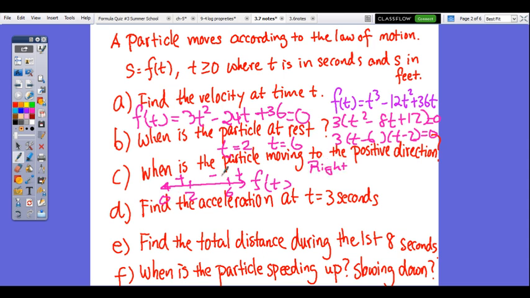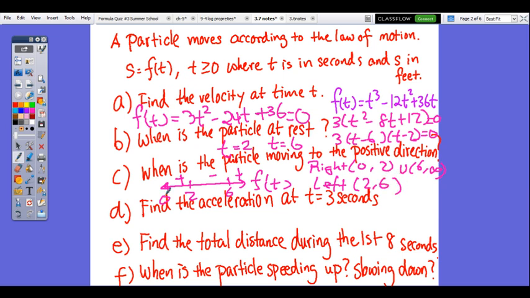The time for that would be from 0 to 2 seconds, and also from 6 to infinity. And then the particle is moving to the left for the time from 2 to 6.